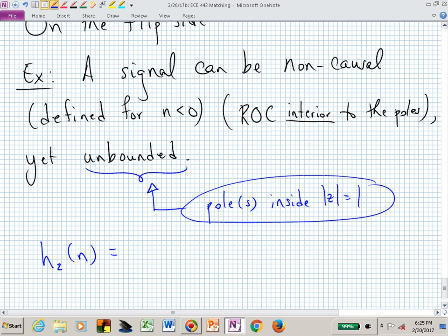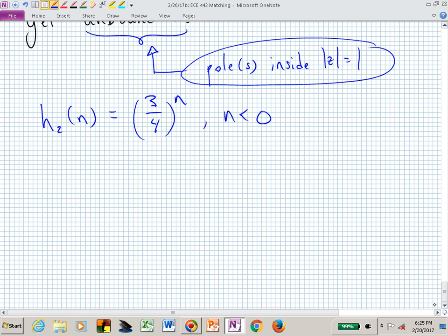One such waveform could be 3/4 raised to the n for n less than 0. And that mode is given by a pole at 3/4. And the region of convergence is interior to that pole. In this case, I have a bounded region of convergence and an unbounded time domain response.